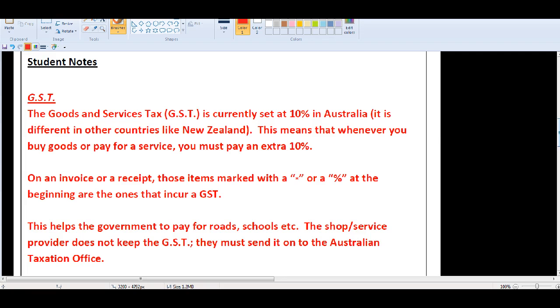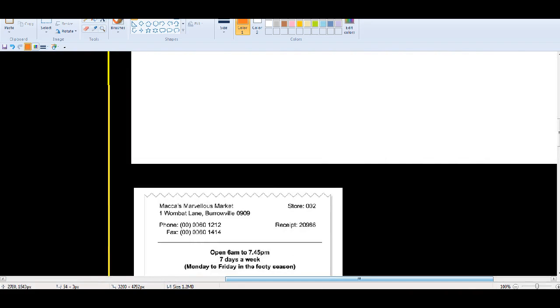All right. So some goods and services are going to be taxable. So you will see a symbol like these kinds of symbols. Okay, right? So if you got invoice or receipt, you see that symbol in front of the goods or services. That means that one will incur a GST, right? Okay, so let me give you an example to illustrate that.